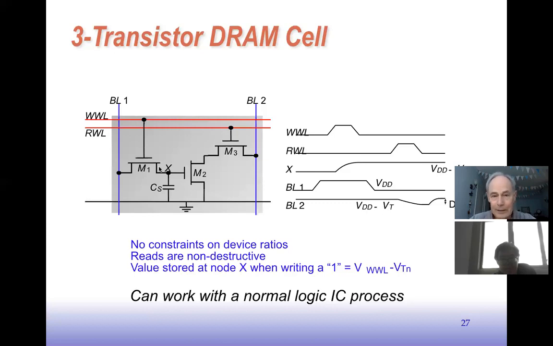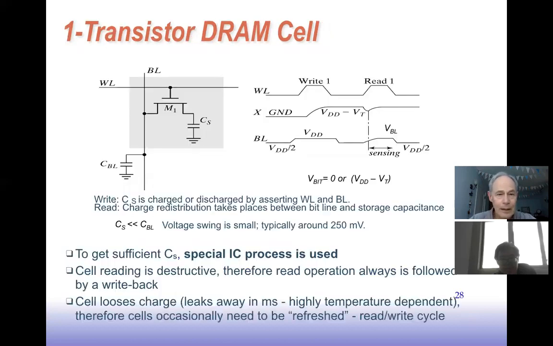Now, the more common type of DRAM cell is the so-called 1 transistor DRAM cell, the 1T cell, and this is the one that's used for most DRAM chips that you see these days. It's kind of interesting. There's 1 transistor and a capacitor.